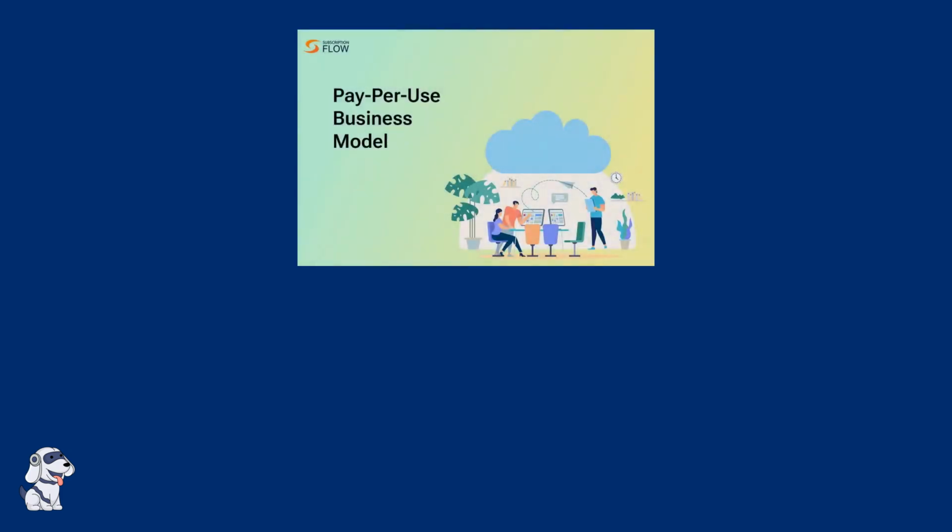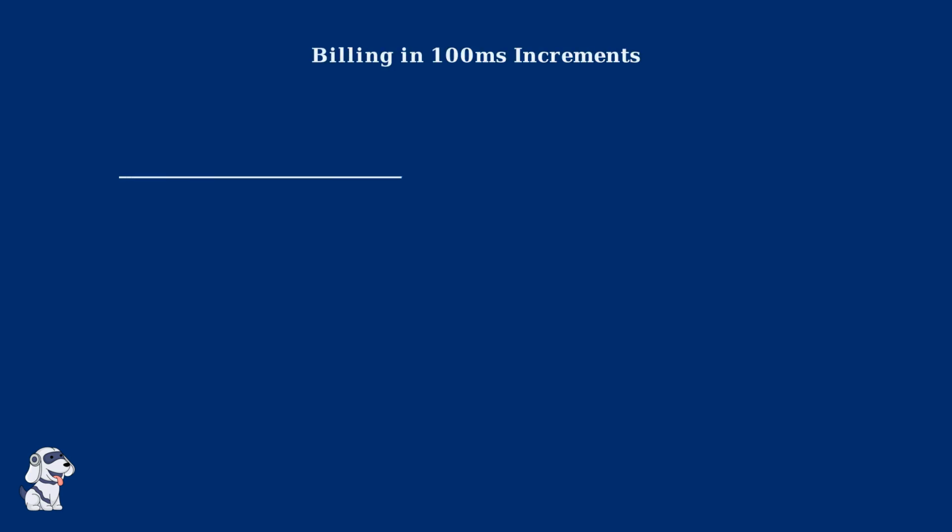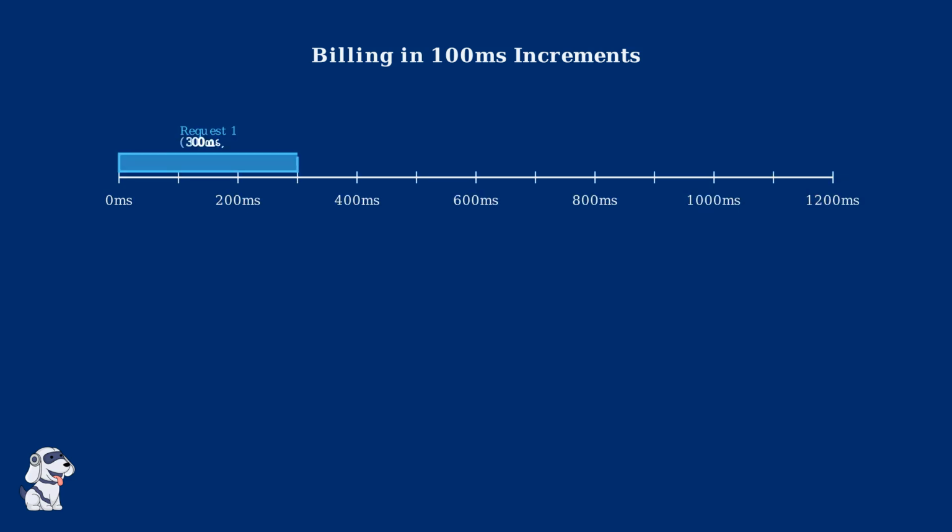Cloud Run uses a pay-per-use cost model that fundamentally changes how you think about cloud pricing. Instead of paying for allocated resources, you only pay for what you actually consume. Cloud Run charges you only for the CPU and memory consumed during actual request processing. This consumption is measured in precise 100 millisecond increments, ensuring you pay for exactly what you use.